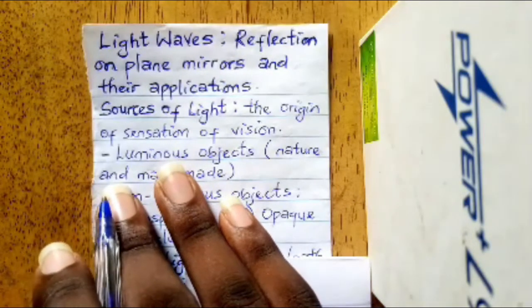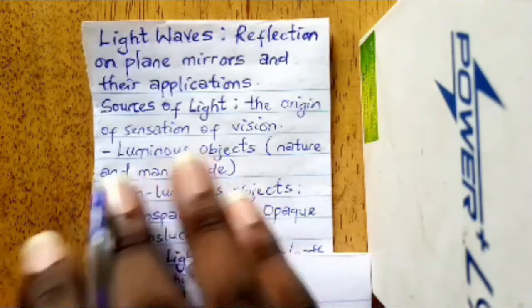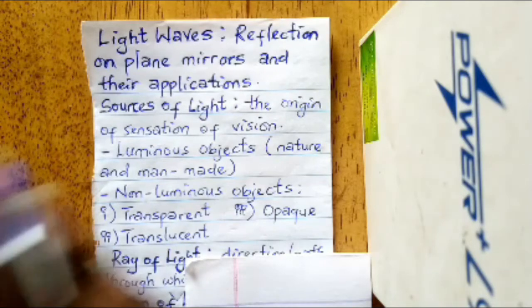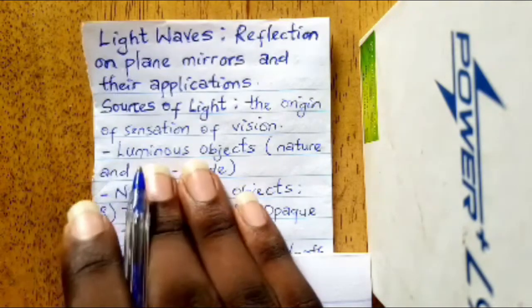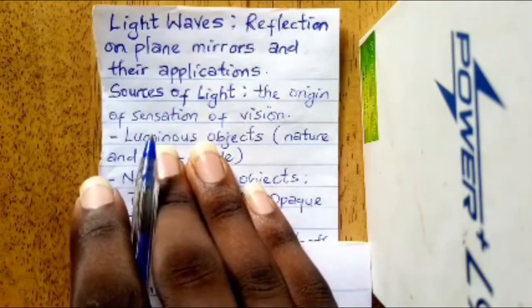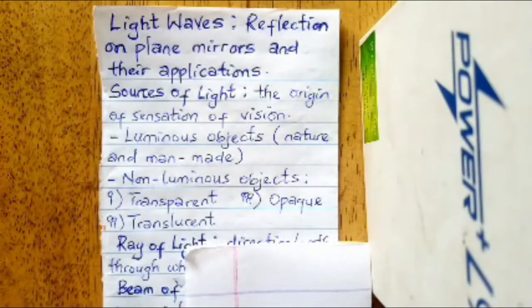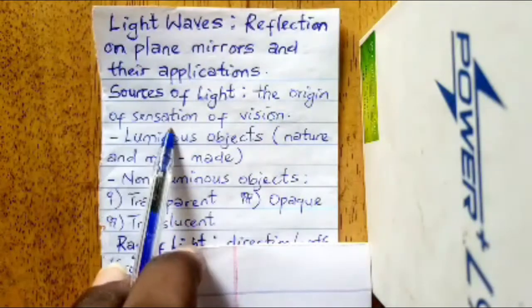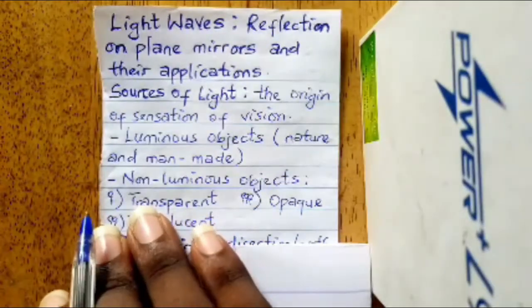So today we're looking at the properties of light waves and the characteristics and application of various forms of light properties. Okay. So firstly we'll be looking at sources of light. Now, what is light in itself? The origin of sensation of vision is what is referred to as a source of light.